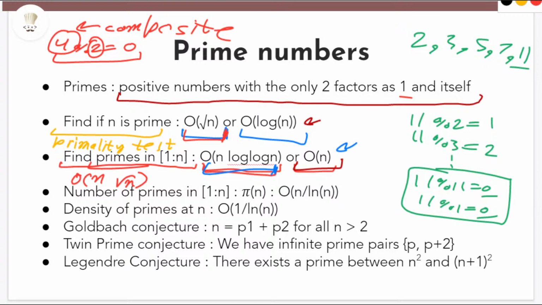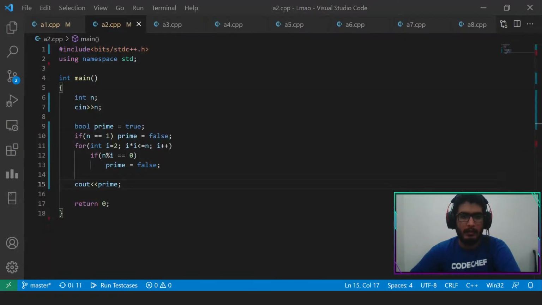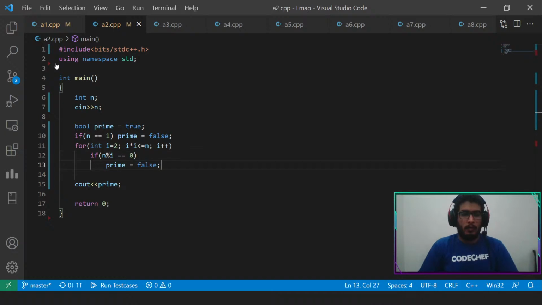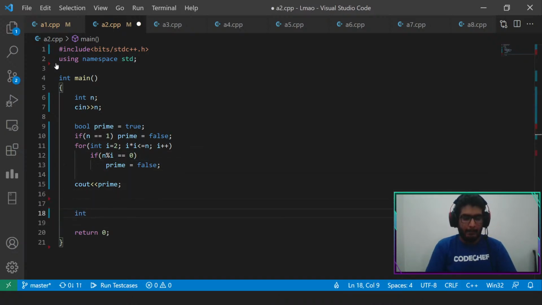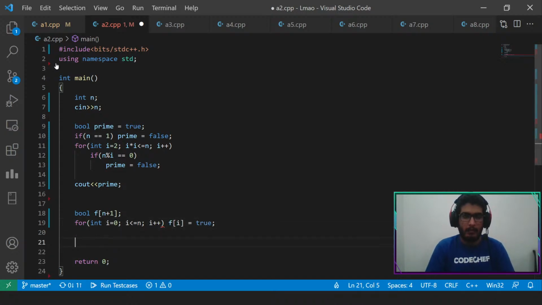Let me show you the code for the Sieve of Eratosthenes. Let us initialize a bool array f of n plus 1. This will contain whether I suppose that the current number is prime or not. Right now, I assume that all of the numbers are prime, so f[i] is equal to true for all i. Now, before the actual Sieve of Eratosthenes loop that I write, I have to set f[0] and f[1] equal to false, because those are not prime.